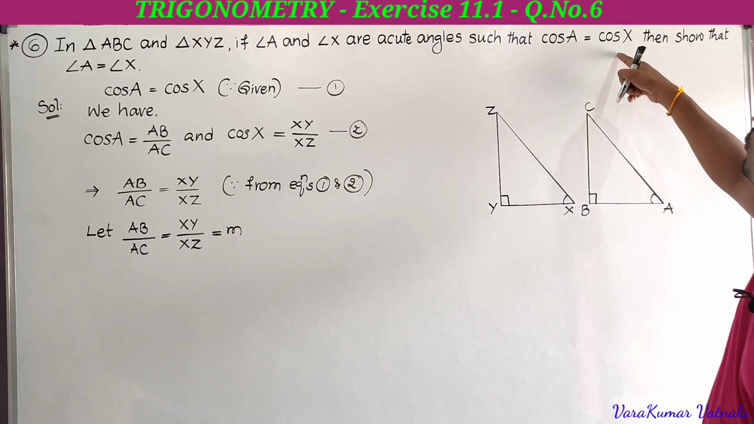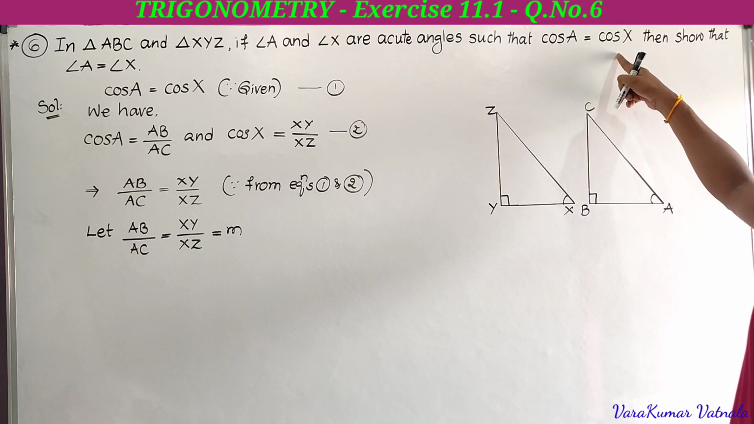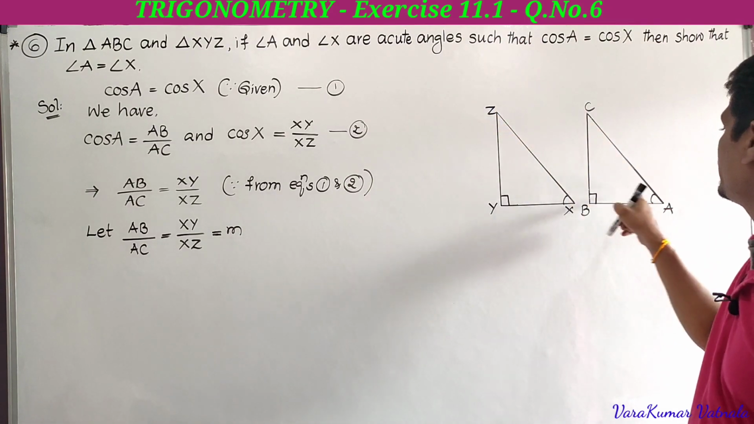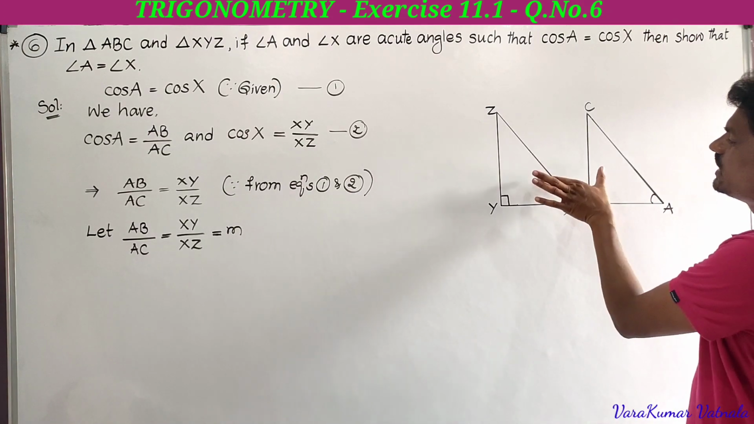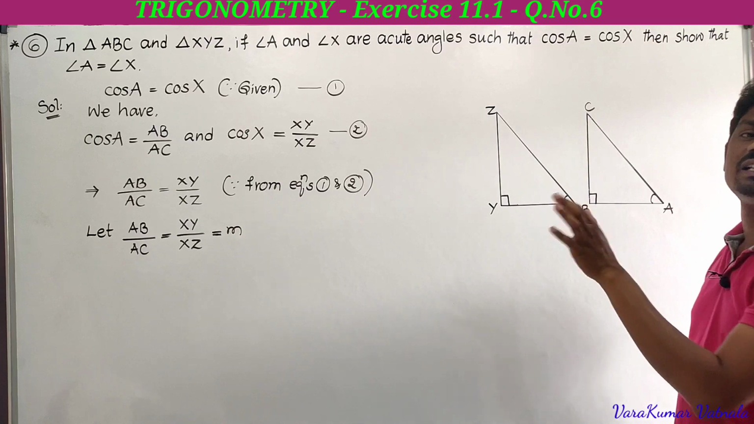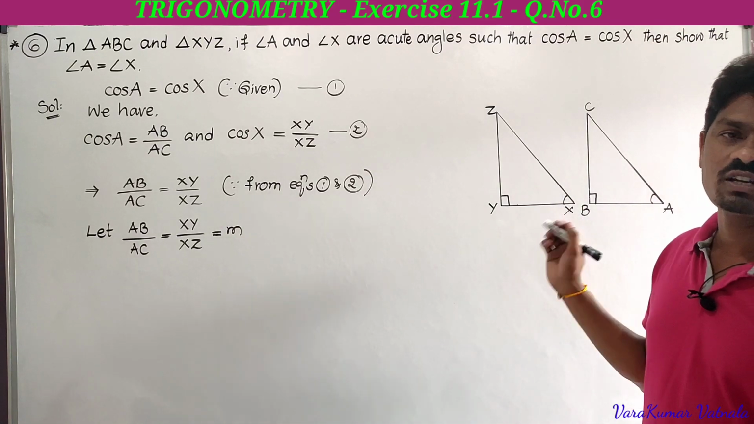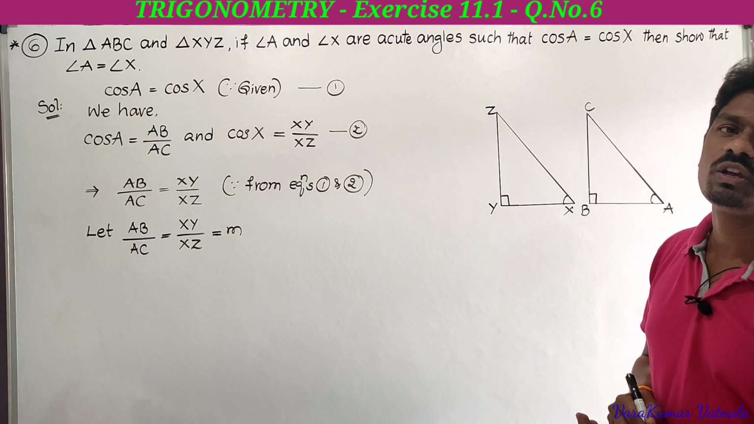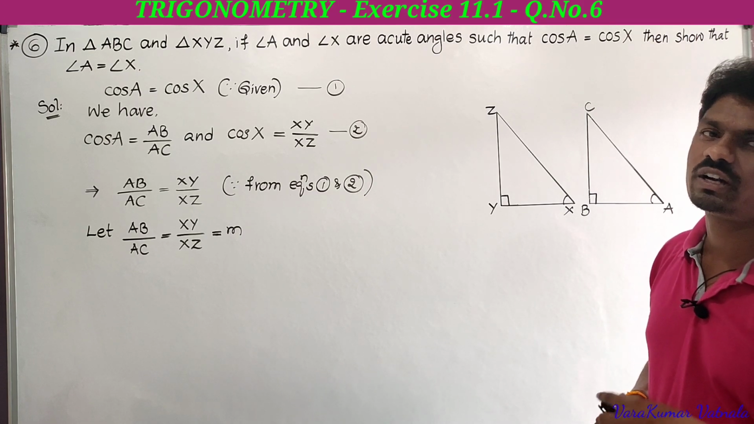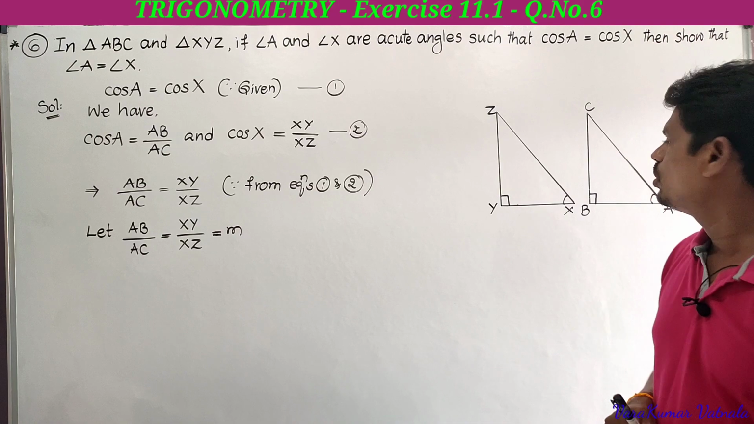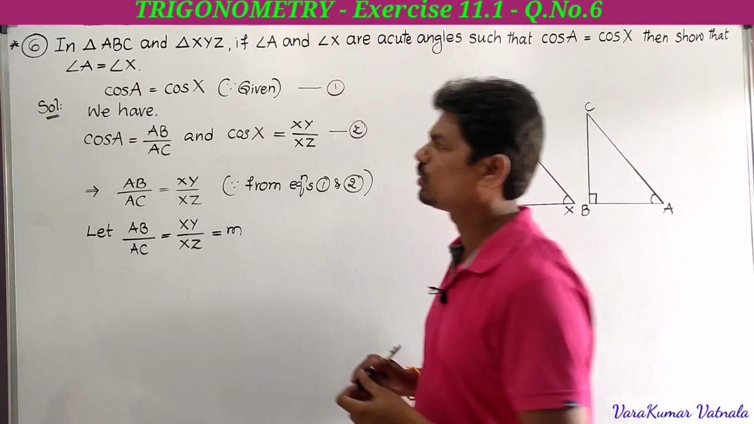So cos A equal to cos X. If cos A equal to cos X, then show that angle A is equal to angle X. So first we have to show that these two triangles are similar. If they are similar, we can say the corresponding angles are equal and the corresponding sides are in the same ratio. So see here how can we prove.